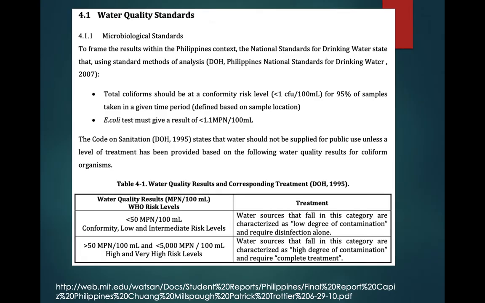For the water quality standards, there are thresholds that we employ. According to the Philippine National Standards for Drinking Water, but this is actually the 2007 version, we now have a 2016 version. Total coliforms should be at the conformity risk level of less than 1 colony forming unit per 100 ml for 95% of samples taken in a given time period. The detection of E. coli must give a result of less than 1.1 MPN per 100 ml. So very, very strict.